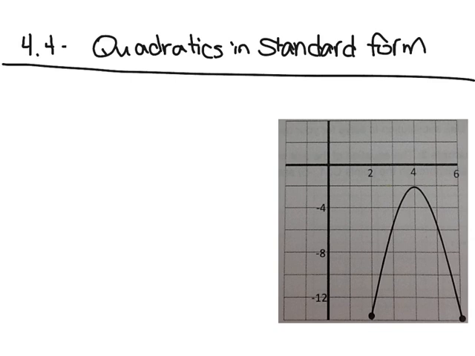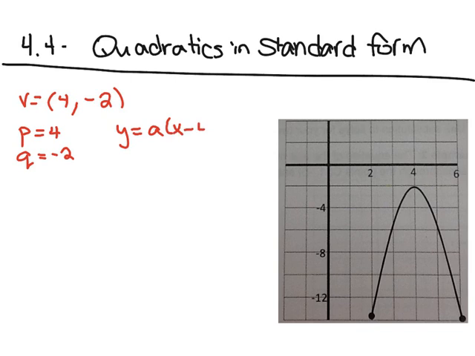So writing an equation from a graph. First you need to find your vertex. So our vertex for this graph is (4, negative 2). That means our p is equal to 4 and q is equal to negative 2. So we would write this into our equation, a(x minus 4) squared minus 2.